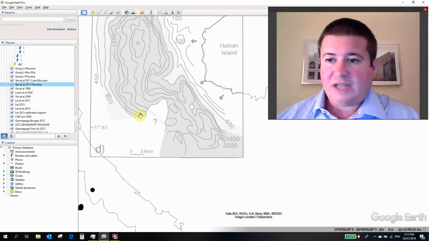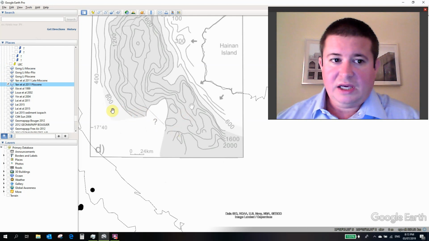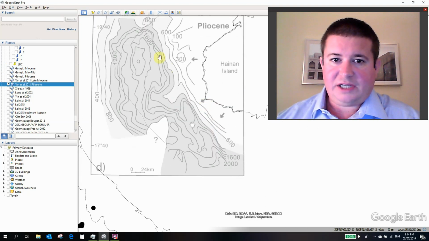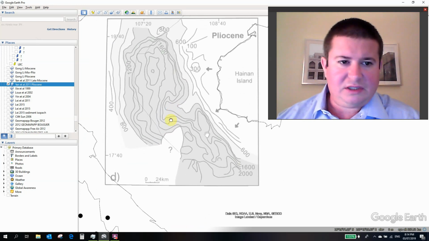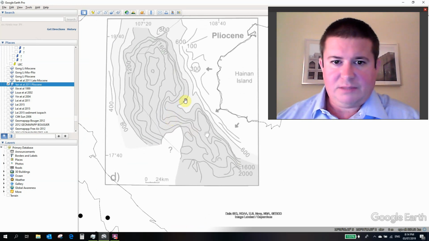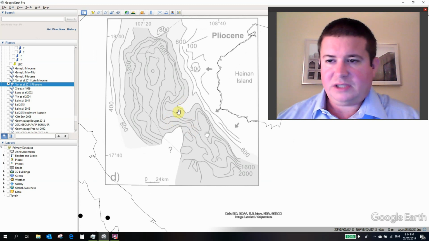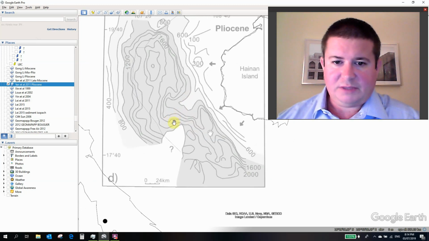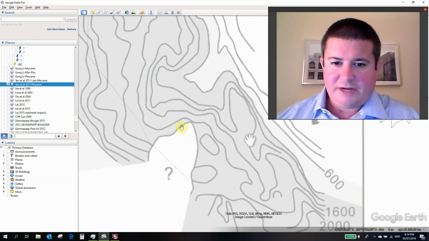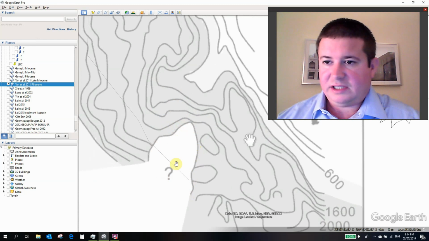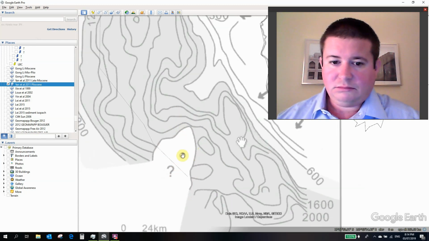Here's Yan et al. 2011. He's basically copied Gong and Lee. So you've got this question mark here. This is sediment isopach map for the Pliocene. You can see incredibly thick, up to 2,000, I presume this is meters, of sediment in the Pliocene, 2 kilometers of sediment. And this area, they don't know how thick it is. It's all chaotic. It's messed up.